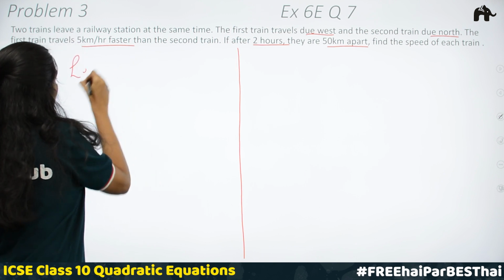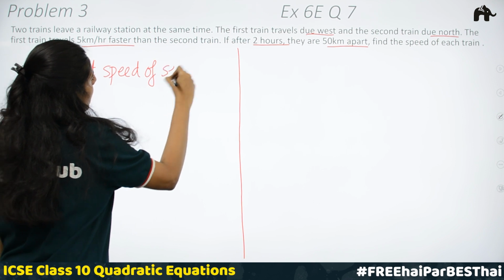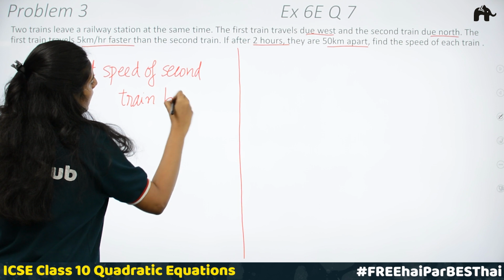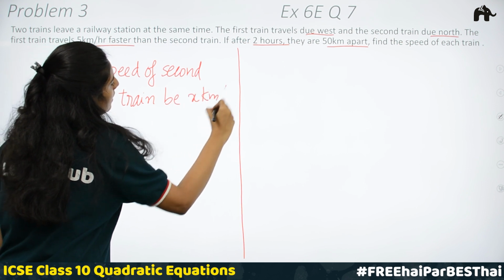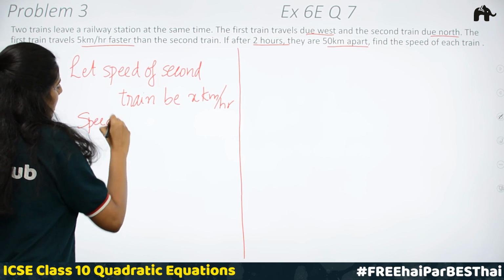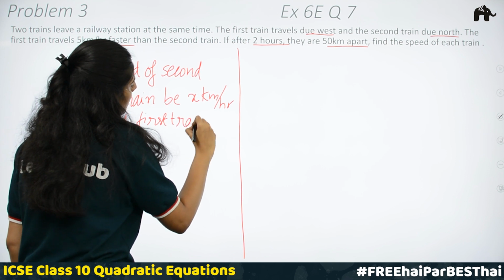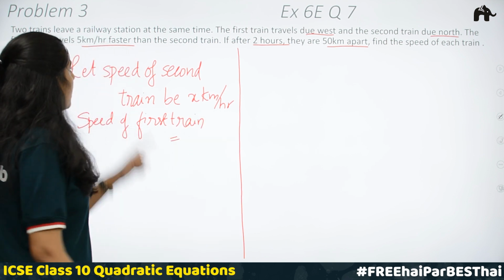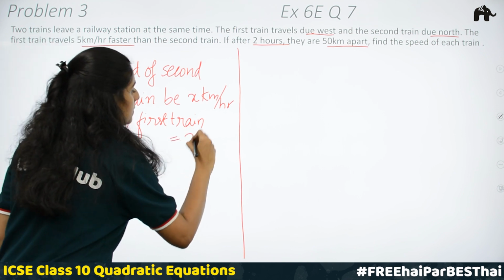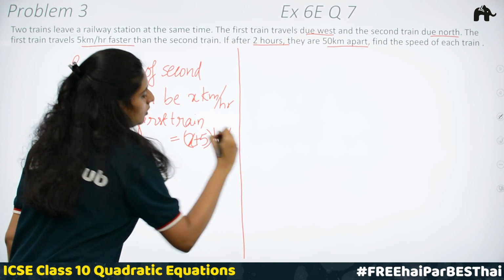Let the speed of the second train be x kilometer per hour. Okay. Then the speed of the first train is equal to 5 km per hour faster, which means x plus 5 km per hour.